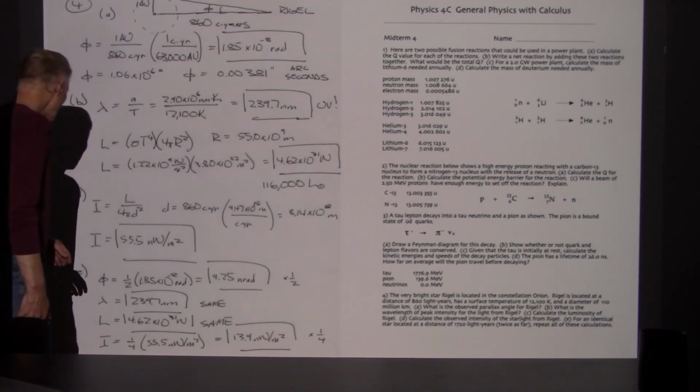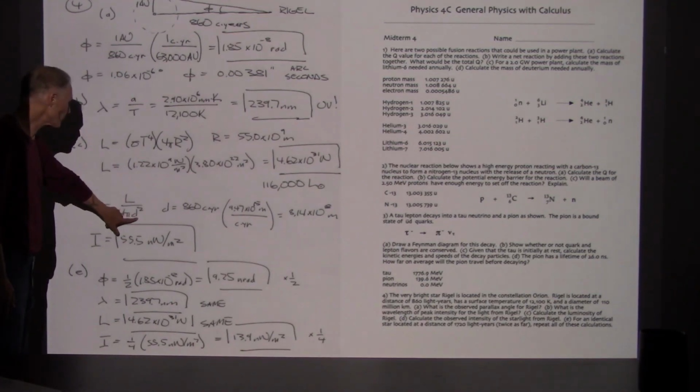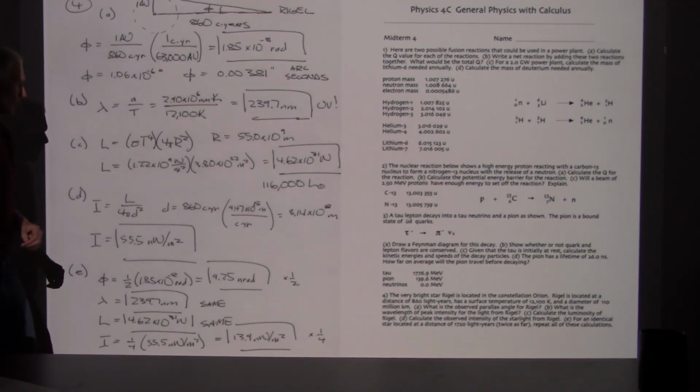And then finally, what would happen with the intensity? Well, intensities drop off like distance squared. So this would go down by a factor of 4. So the intensity would drop from 55 nanowatts per square meter down to 13.9. It'd still be a bright star in the sky, even if it were twice as far away.